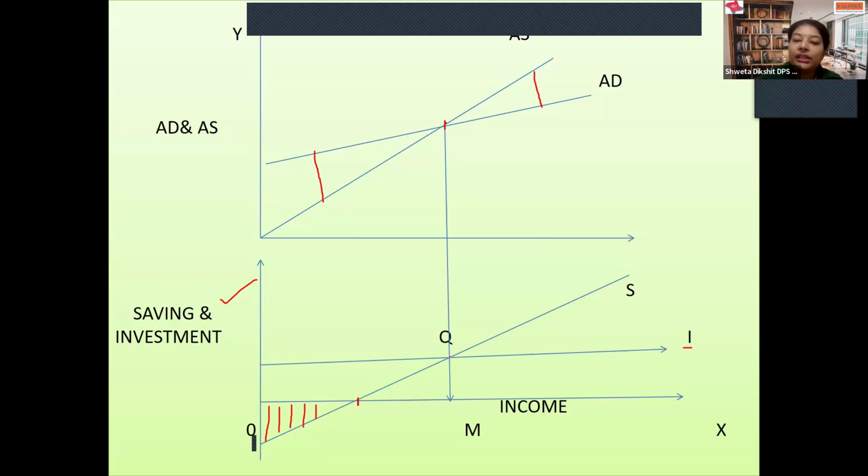At a point, it intersects I. This is the point where it is intersecting I. The point where saving intersects I is the equilibrium point. Before this, we can see that saving is less than I. And here we can see that saving is greater than I. I hope it is clear to all of you.